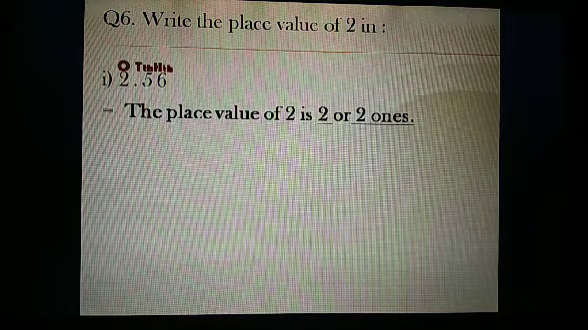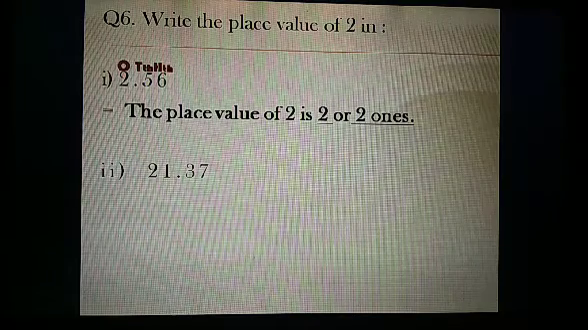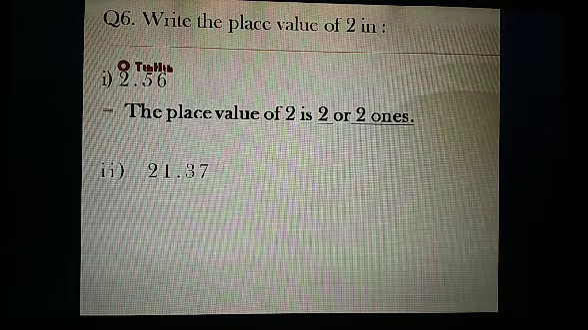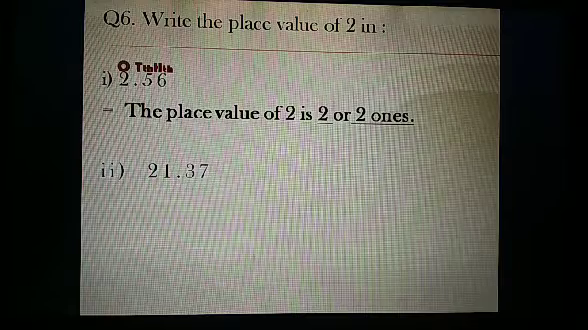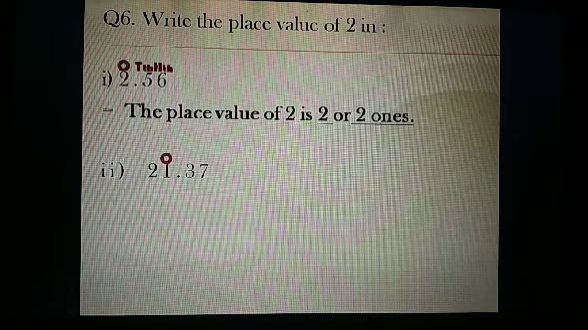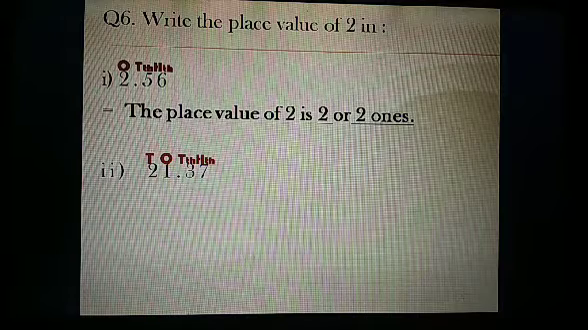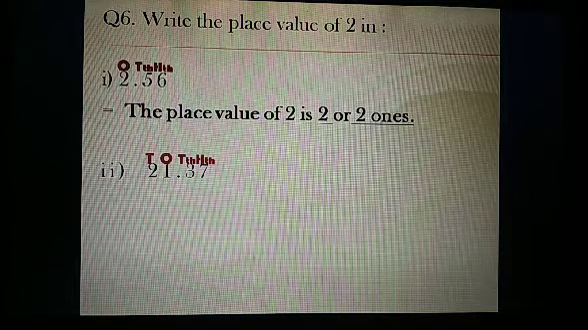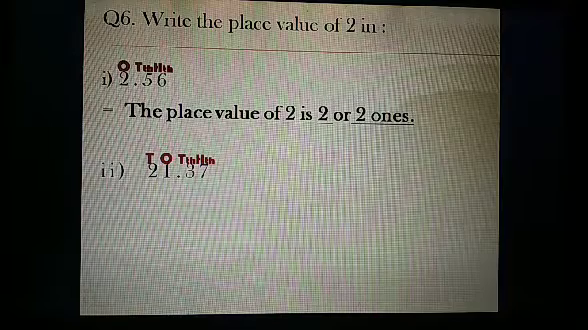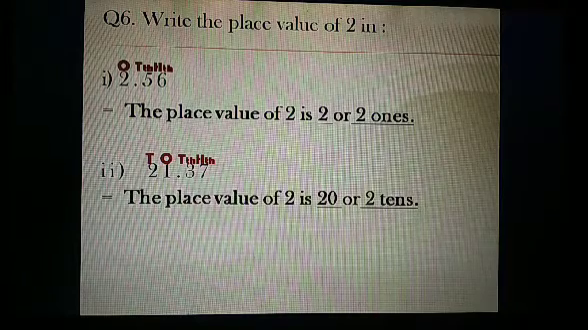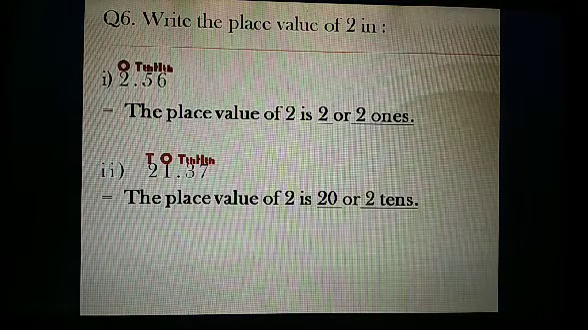Now, moving to the next sum. It's 21.37. First write down the place value chart. Here 2 is in the tens place. So you will write the place value of 2 is 20 or 2 tens.